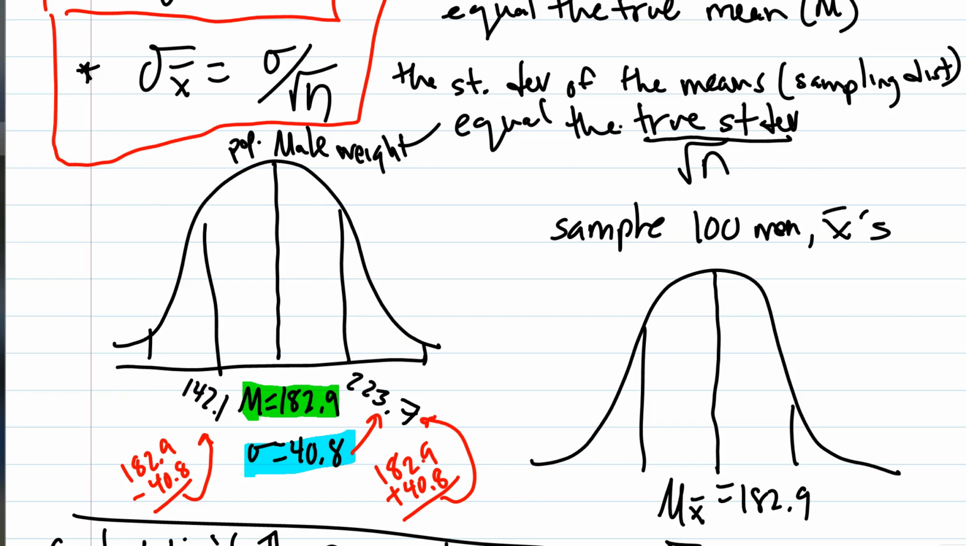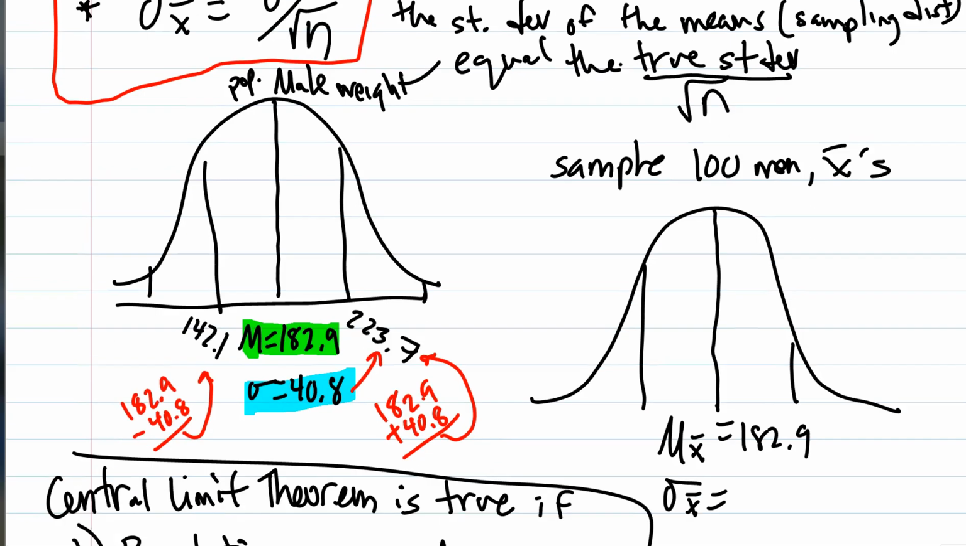How would a sampling distribution look if I were to sample 100 men and collect their means, their average weight, not of the individuals, but of the 100 men, and I made a collection of those data points? Well, I would expect the mean of the means, the mean of all those different groups of 100 men I took, to equal the true mean. The mean of the means should equal the true mean, right? But the standard deviation of those means will not be the same. We said groups deviate less than individuals.